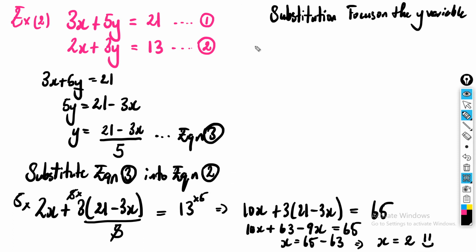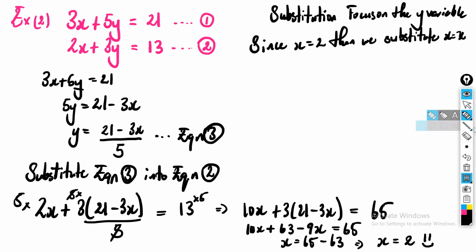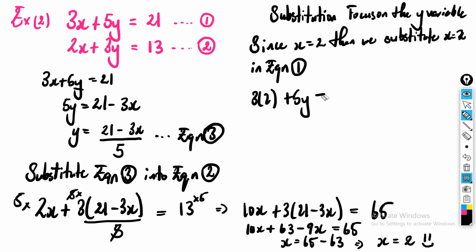So for the next one now, we're going to say since x is equal to 2, then we substitute x is equal to 2 in equation 1. So we're going to end up with 3 times 2 plus 5y is equal to 21. So we're going to end up with 6 plus 5y is equal to 21.